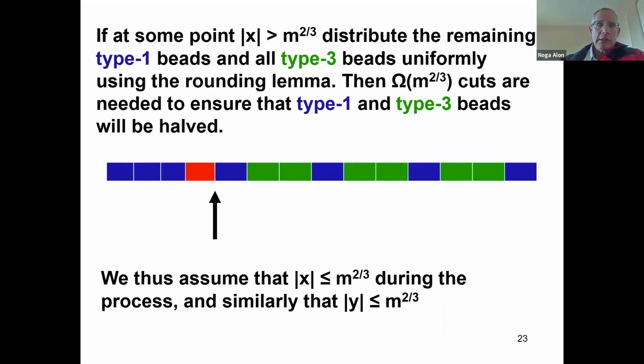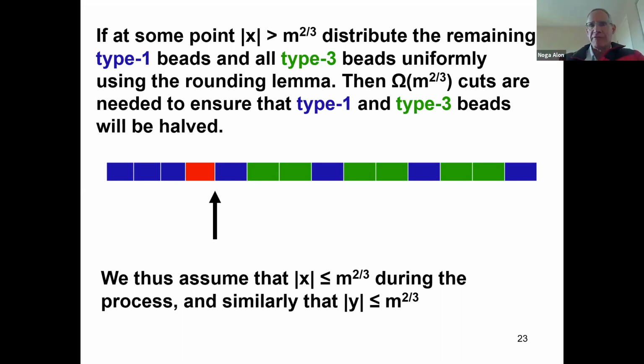So the first thing to observe is that if at some point the absolute value of X, namely the difference between the number of beads of type 1 that the first guy has already and the number of beads of type 1 that the second guy has already, is bigger than m to the 2/3, then from now on, we can force many cuts by distributing the remaining type 1 beads and all type 3 beads uniformly, essentially, using the rounding lemma.